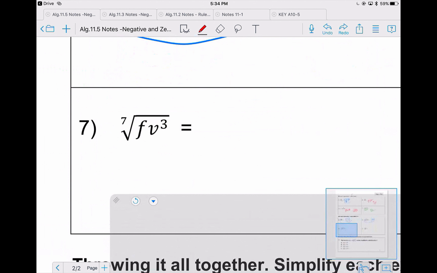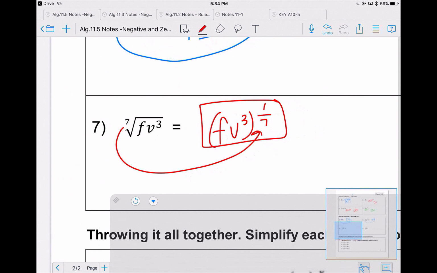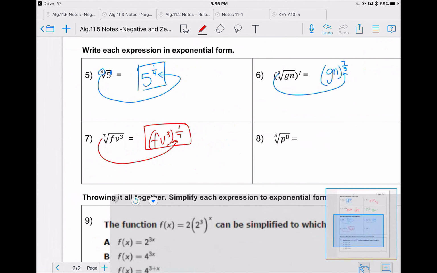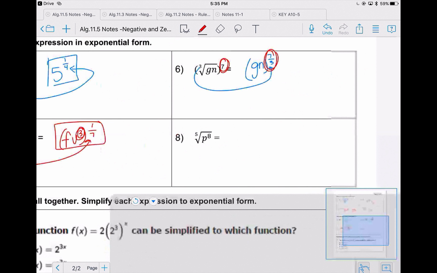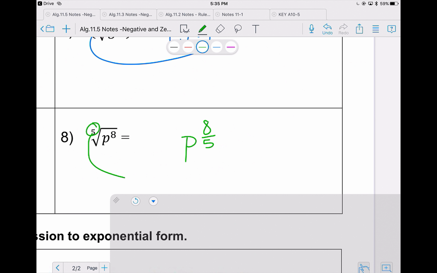So problem 7, what's in the square root, and then writing the 7 as the base of your fraction. Note the difference between 6 and 7. On 6, the 7 is on the outside, so we put it on the outside. However, 3 is on the inside here, so we put it on the inside with our answer. So make sure you are paying attention for things like that. And then p to the 8 over 5, because the 5 comes over here, and we get rid of the square root and give it a fraction instead.